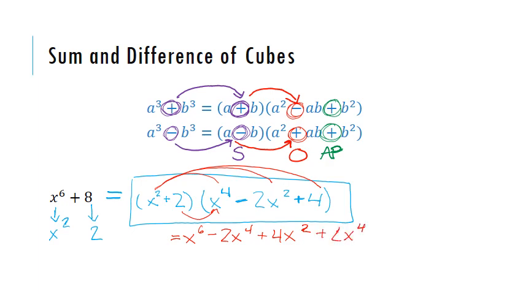You can see where this is going, stuff starts canceling out. Then you get minus 4x squared, voila, cancellation. And then you get plus 2 times 4 is 8. So those x to the 4th terms cancel out, the x squared terms cancel out, and you're just left with x to the 6th plus 8, which is where we started.